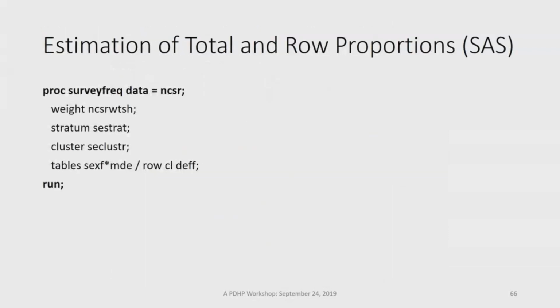Okay, here's the corresponding SAS code. So notice in the table statement, I list sex first and then MDE second. And if I want row proportions, I just add that row option after the slash. Otherwise, again, I'll get those weighted estimates of overall proportions.